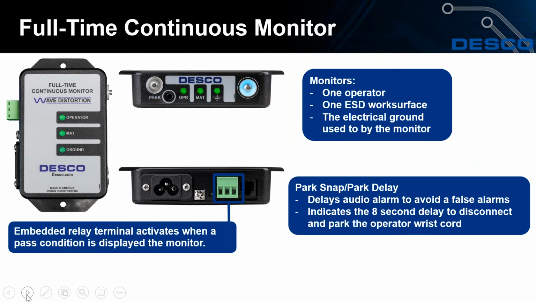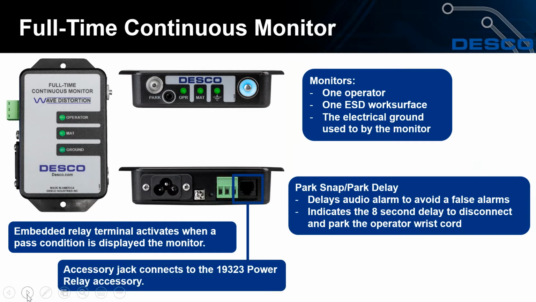Now on this monitor, we have an additional feature of having an embedded relay. So this green connector right here would allow you to hook up something like, say, a door solenoid. If I wanted to open a door with this monitor, once I put my wrist strap on, that relay will kick in and open that door solenoid. So this is the only single wire monitor on the market that has that internal relay.